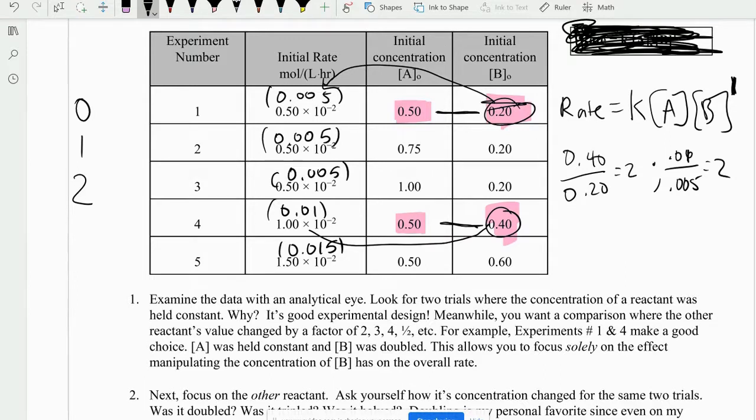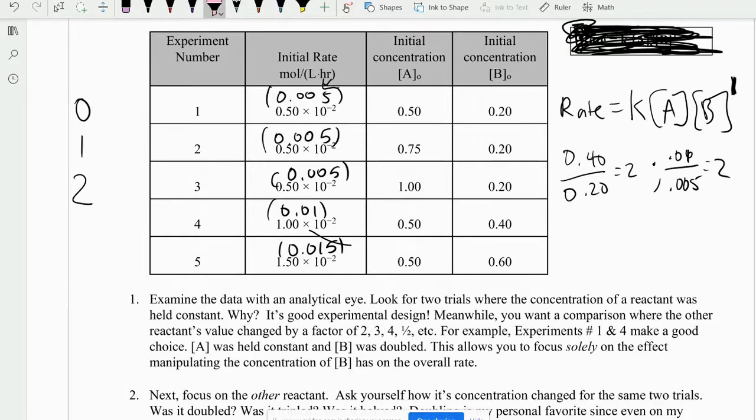Okay, now we need to determine the order of reactant A. Again, you can only do this with a data set, which is why we're breaking this down on a data table. So I'm going to go ahead and erase all of this stuff right here so it doesn't get in our way. Now what we're going to do is look at two trials, and we're going to hold the concentration of B constant, and look at what happens to A's concentration as well as the rate.